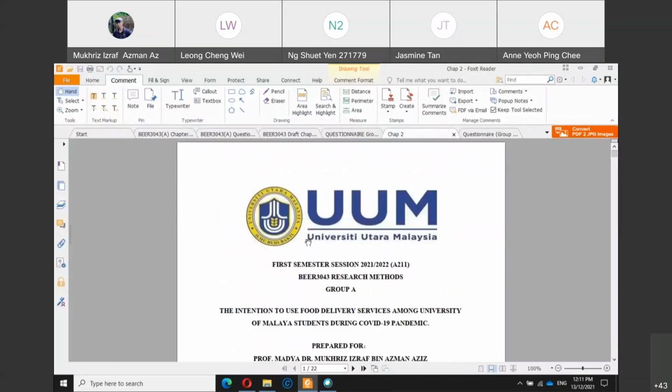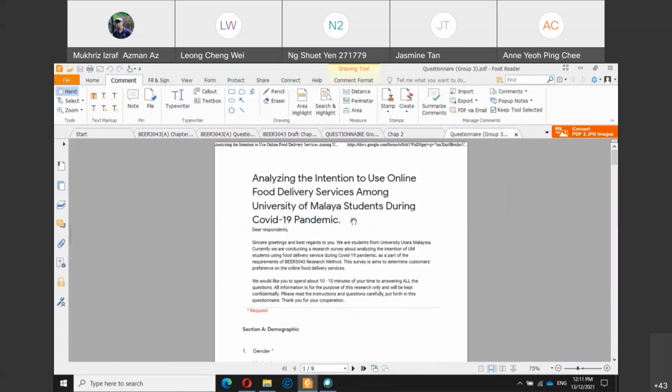So for group 3, you are doing something on the intention to use food delivery. So why Universiti Malaya? Group 3? Yes, because it's in the town. They usually use online food delivery services compared to you.